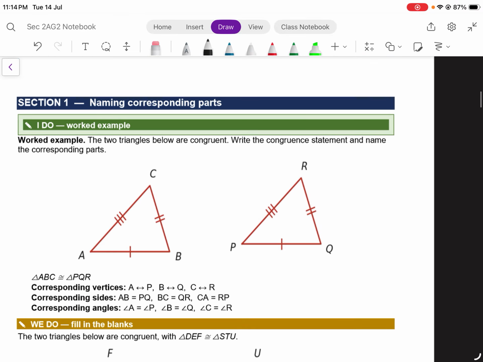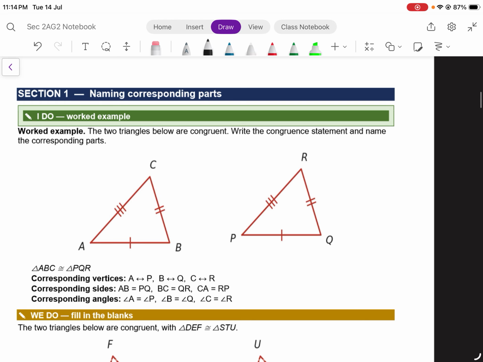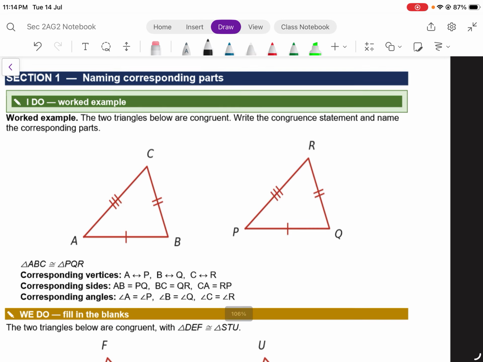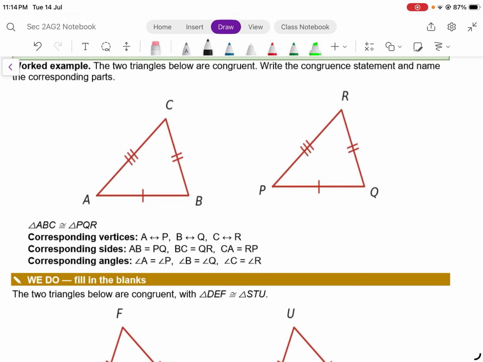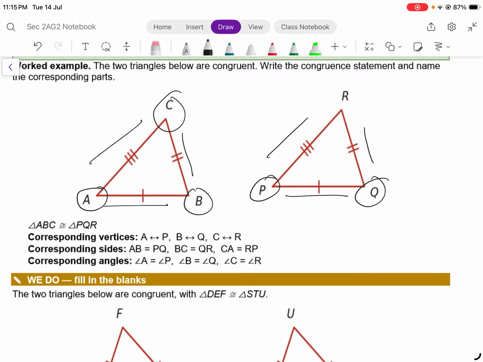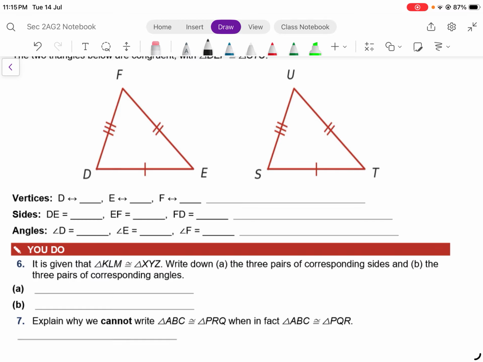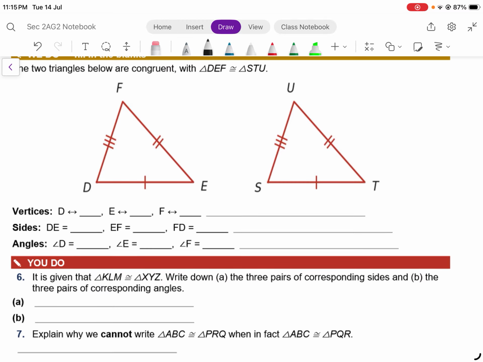Okay, so first question, section 1. Write down a congruent statement and name the congruent parts. So congruent vertices, A is to P, B is to Q, C is to R. Corresponding sides, AB corresponds to PQ, BC is to QR, CA is to PR. Congruent angles, A is to P, B is to Q, C is to R. So this one is quite straightforward.